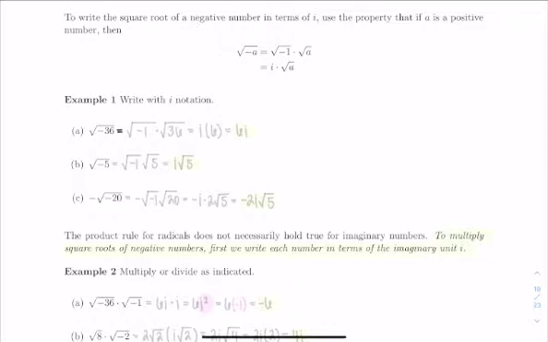For the square root of negative 36, the first thing we're going to do is split this into two separate radicals. We have the square root of negative 1 times the square root of 36, but the square root of negative 1 is i, and the square root of 36 is 6, and so we would write this as just 6i.